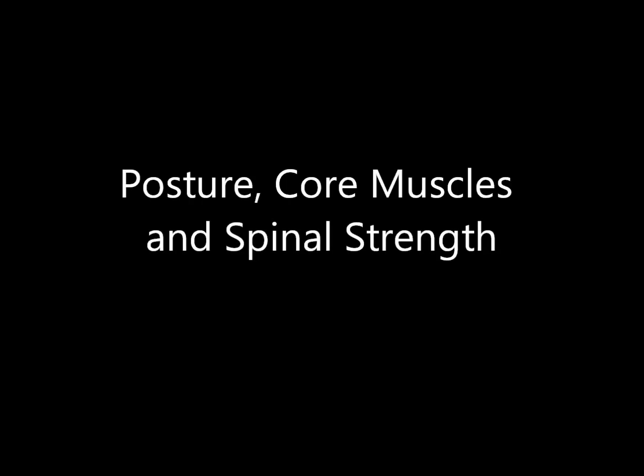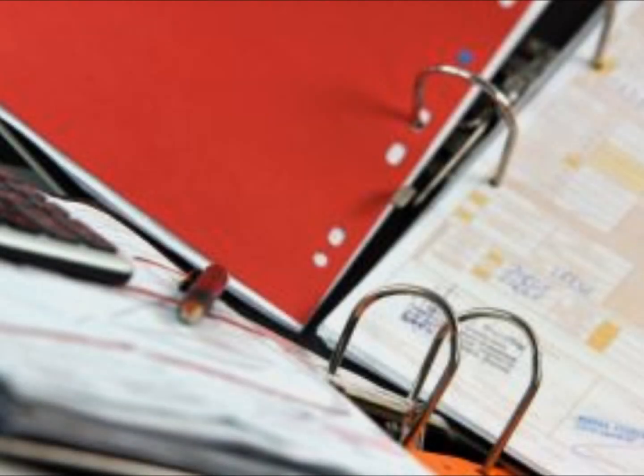Now, the next theoretical idea I'm going to introduce in this section is how dyslexia relates to posture, core muscles, and spinal strength. At the current time, there is a mounting body of research claiming that poor physical balance and bad posture may be related to dyslexia.